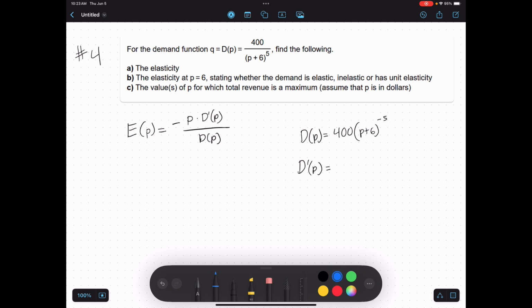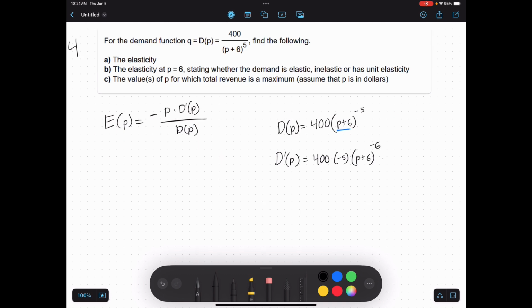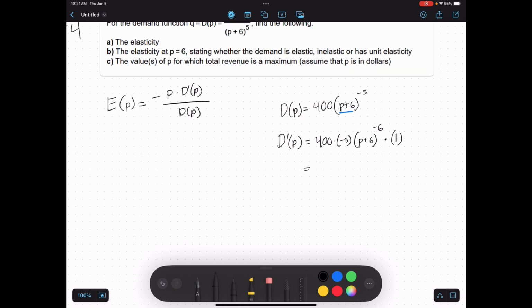And then I have an inside function being raised to a power function. So using the chain rule, I'll just take the derivative of the outside function. So I get 400 times negative 5. Keep that inside function the same. Subtract 1 from the exponent, so I get negative 6. And then, now that I'm done with the outside function, I can multiply by the derivative of the inside function, which is just derivative of p plus 6 is just 1. So as I simplify that a little bit, I get negative 2,000 over p plus 6 raised to the 6th.